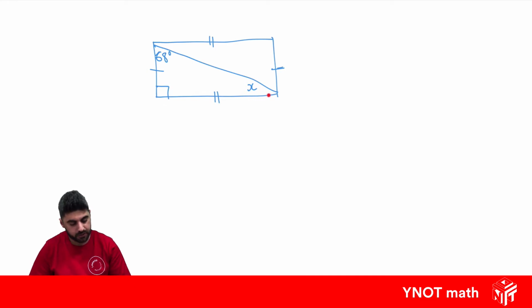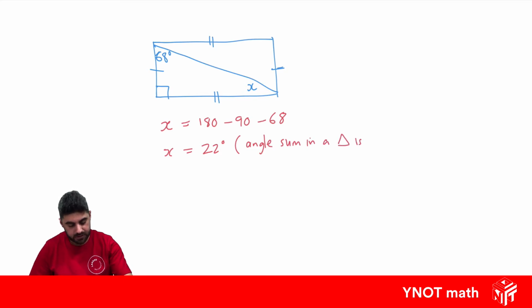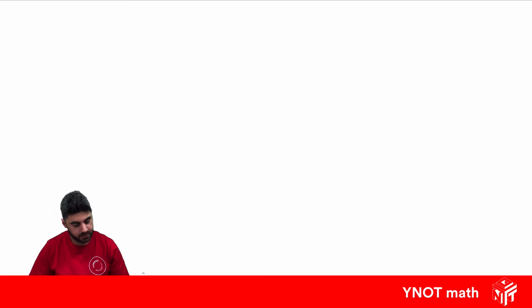Well, here we just have a right angled triangle, and in any triangle the sum of all angles is 180 degrees. So we can say that x is going to be 180 minus the 90 degrees in the corner minus the 68 degrees, and x is going to be 22 degrees because angle sum in a triangle is 180 degrees. So we've got to make sure we give reasons for everything we're doing when we do geometric proofs. Let's look at another example.